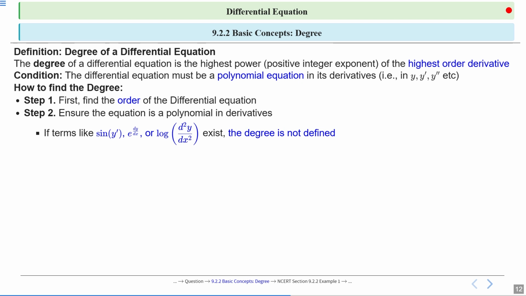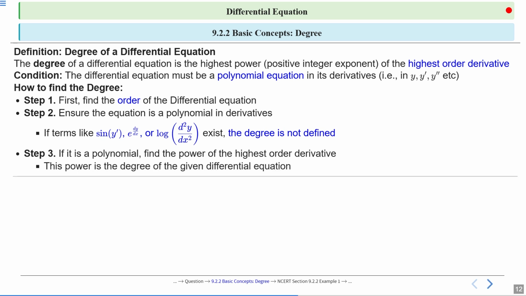Okay. So if in the differential equation there is a term of this type, then the degree of the differential equation is not defined. Or in any case, if we apply algebraic manipulation and convert the equation into a polynomial equation, then we can also find the degree. If it is a polynomial, find the power of the highest order derivative. So when we calculate the order, the term involving the highest order derivative, the power of that term is the degree. This power is the degree of the given differential equation.